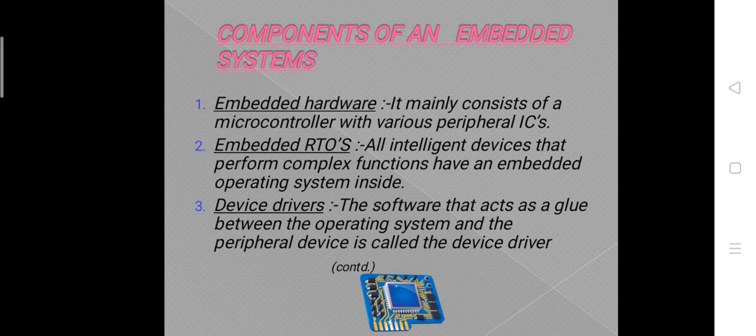So, what are the components of an embedded system? As I said, embedded hardware mainly consists of a microcontroller or any microprocessor with various peripheral ICs. So, it may include a microcontroller, microprocessor along with its I/O interfacing capabilities. Then we have embedded RTOS. These are all intelligent devices that perform complex functions and have an embedded operating system inside.